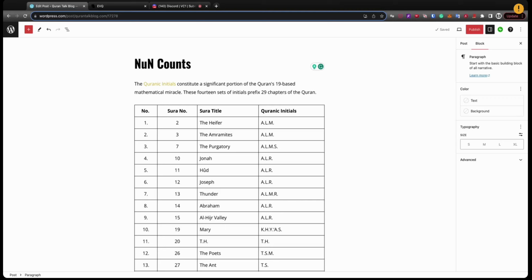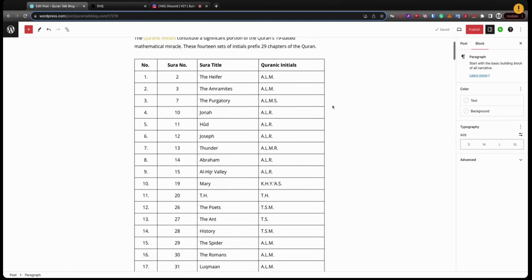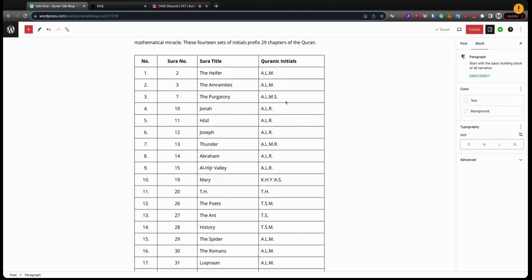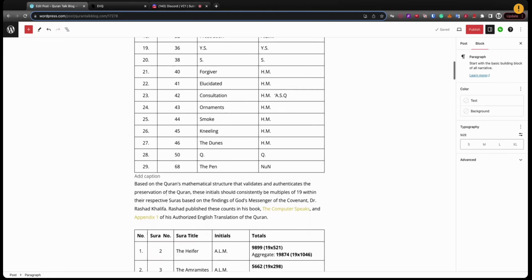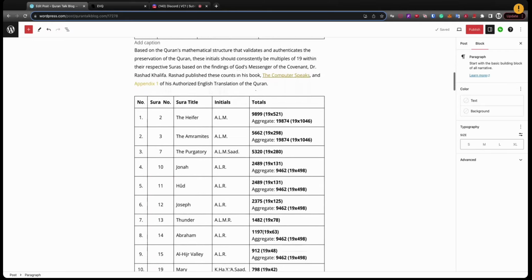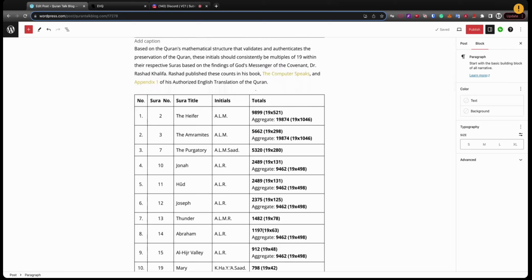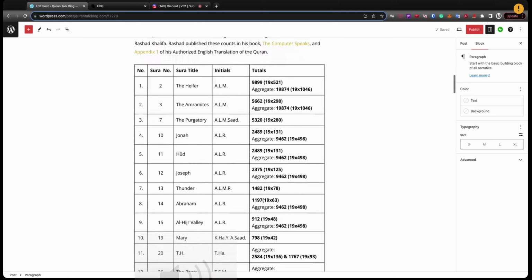In 1974, Rashad Khalifa informed us that this Quran has a 19-based mathematical structure. Much of this structure is based on these 14 sets of Quranic initials that prefix 29 chapters. We're all familiar with these: we have the 29 chapters and the corresponding initials. And he informed us that these initials in their respective sets come out to multiples of 19.